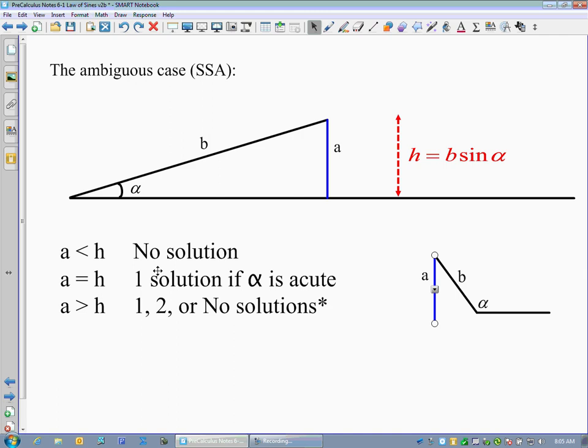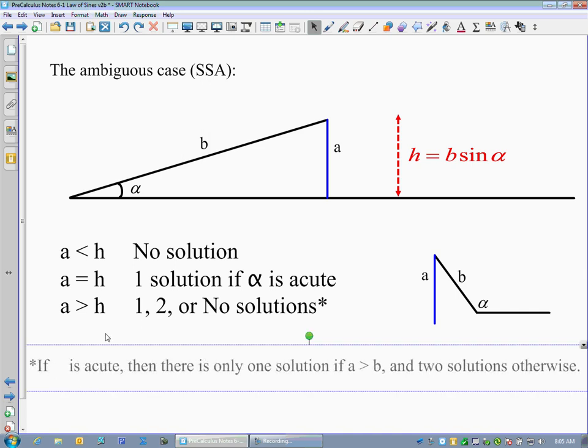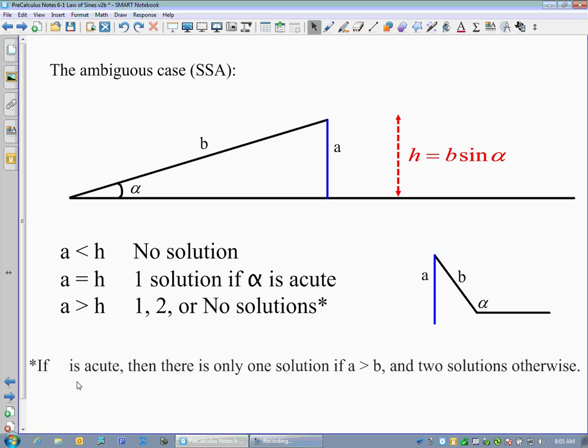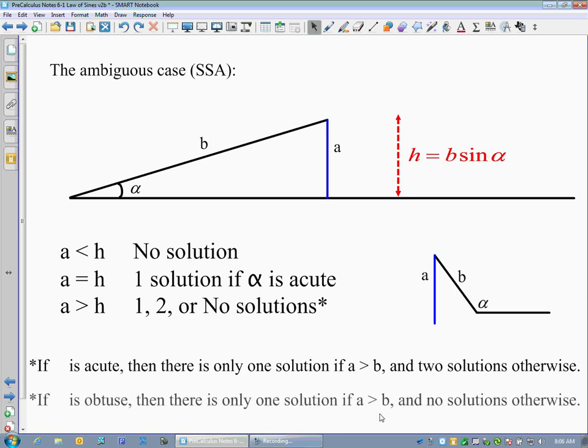So therefore, these are the three possibilities: A is less than H, A is equal to H, or A is greater than H. And when A is greater than H, if alpha is acute, then there is only one solution if A is greater than B, and two solutions otherwise. And if alpha is obtuse, then there's only one solution if A is greater than B, and no solutions otherwise.